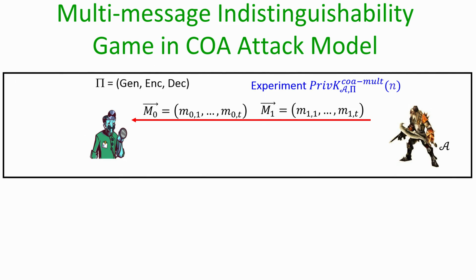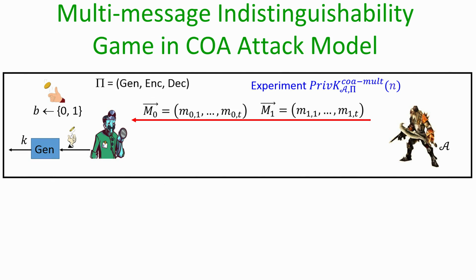The only restriction is that the overall size of the vectors should be a polynomial function of your security parameter. If we consider the first message in the 0th vector and the first message in the first vector, they should be of the same length, and the same holds for the ith message in the 0th vector and the ith message in the first vector, and so on.